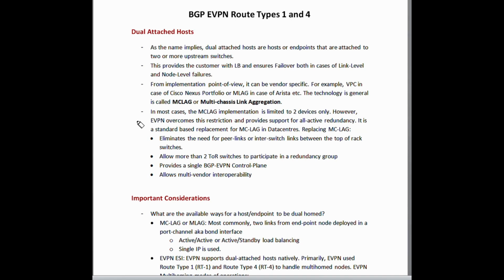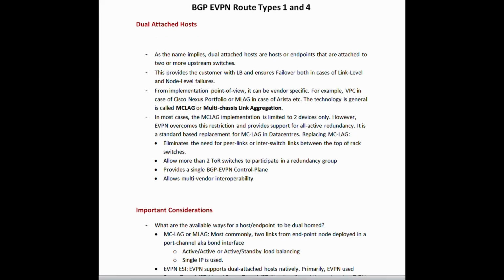In most cases, MC-LAG is implemented or limited to two devices only. However, EVPN overcomes this restriction and provides support for all-active redundancy. So we can say that EVPN multi-homing is the open standard version of MC-LAG, but it provides much more than that and can also be seen as a replacement for MC-LAG. Some of the points where it differs from MC-LAG can be seen as below.